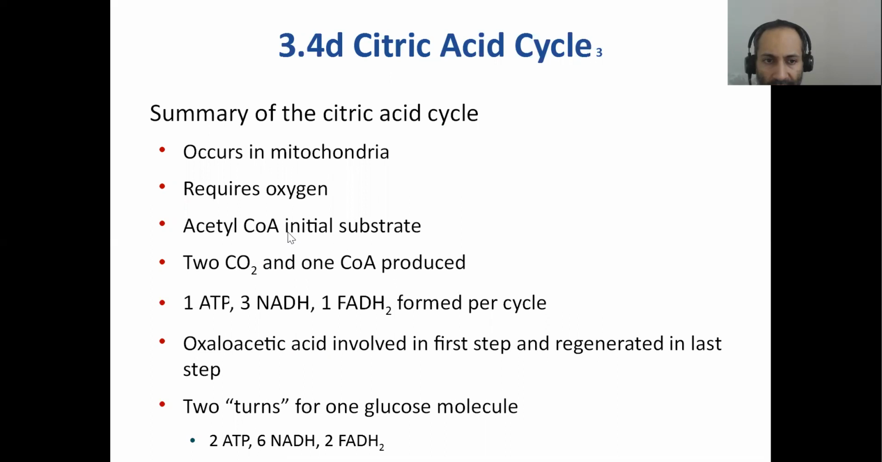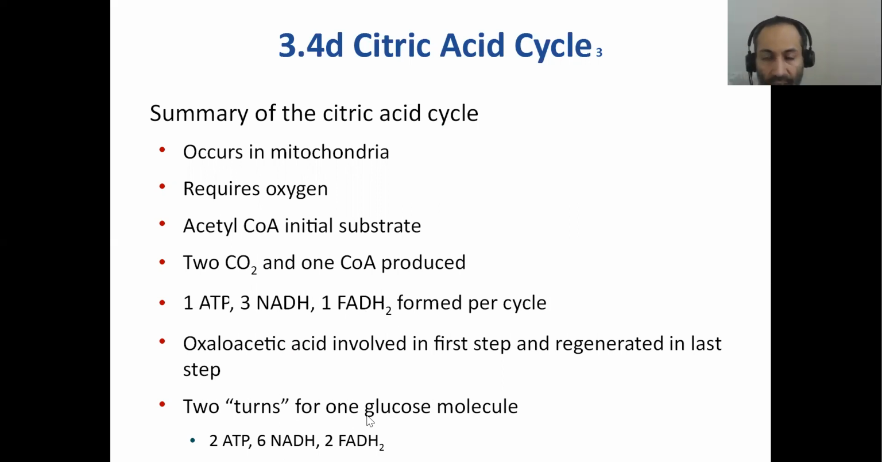At the end of the citric acid cycle, you form 1 ATP, 3 NADH, which is an organic substance, stands for nicotinamide adenine dinucleotide hydrogen. These are electron acceptors, electron carriers. Think of them that way. These are also energy-rich compounds, just like ATP. And 1 FADH2, for flavin adenine dinucleotide, formed per cycle.